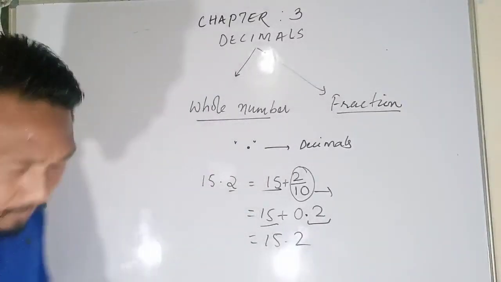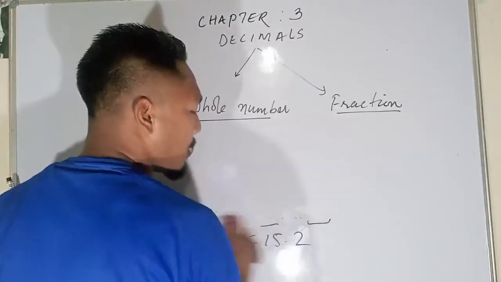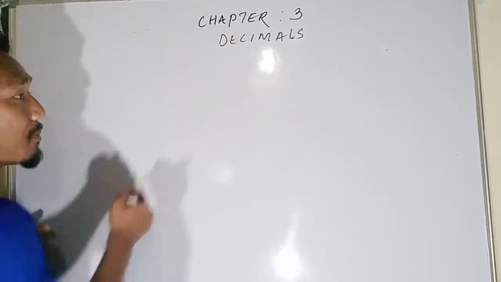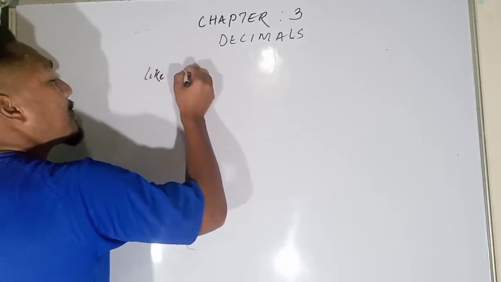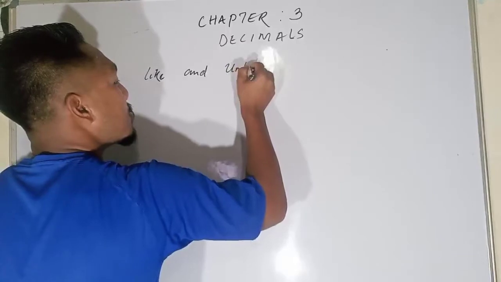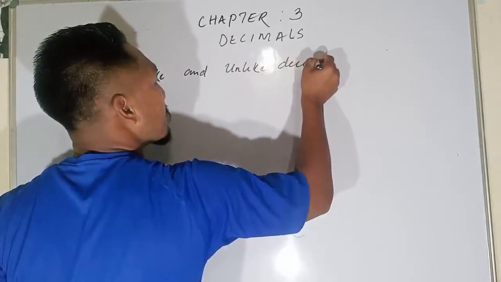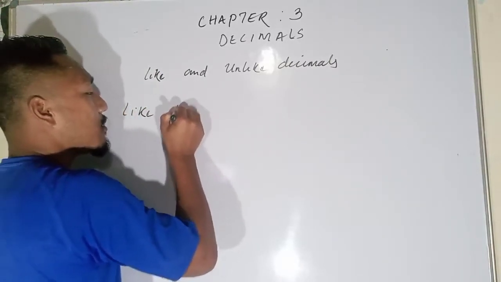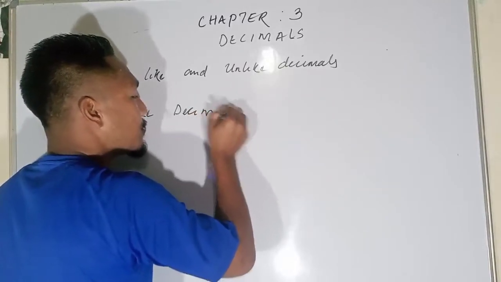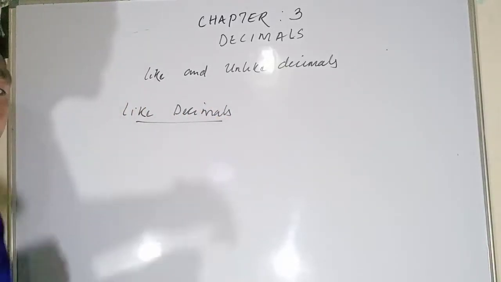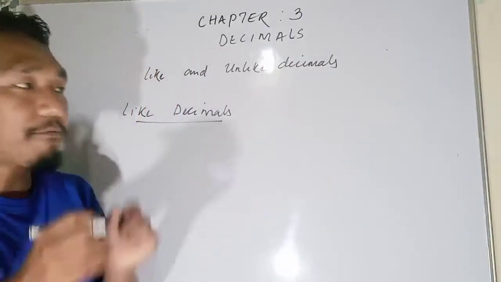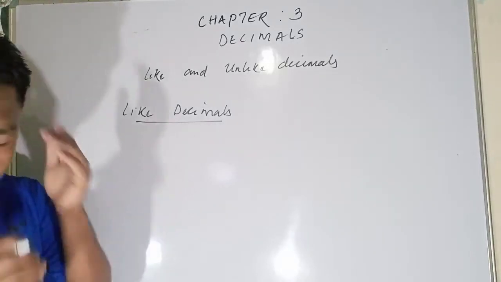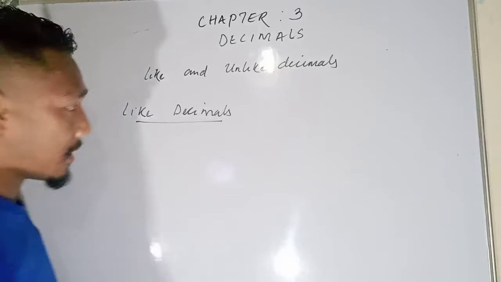Now we have known about decimals and fractions. Now we will be discussing some more decimals and fractions. We will be learning about like and unlike decimals. So what are like and unlike decimals? Like decimals are those where, after the decimal point, they have the same number of digits. If the same number of decimal places are there, then we consider them to be like decimals.